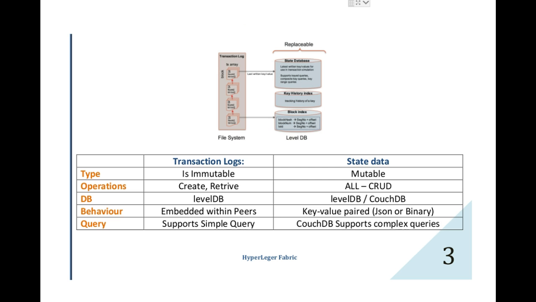As you can see in the diagram, transaction log consists of an array of transactions which in turn consist of read-write set. All the transactions are stored within the block. State database holds the value or the data you submit within the transaction. It also consists of block index, that is block hash, block number, and transaction ID.